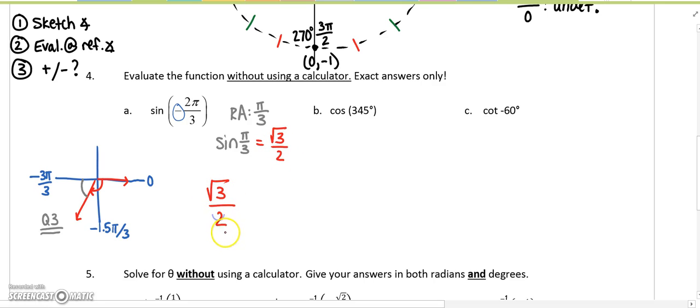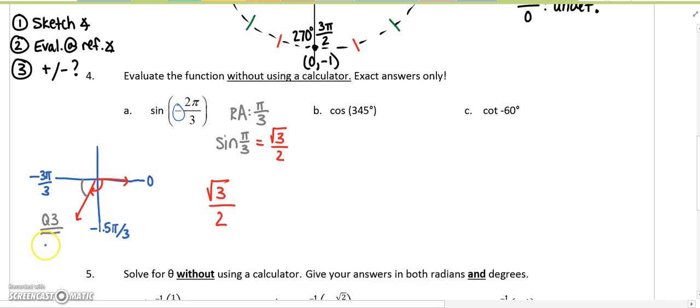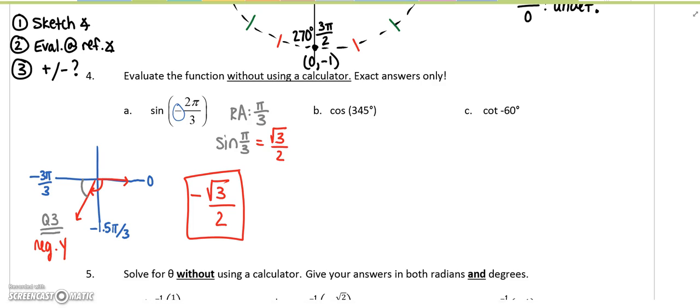The only last question to figure out is positive or negative. Well, I'm in quadrant 3. Quadrant 3 is going down, and this is a y value. So in quadrant 3 we have a negative y, and that means this will be negative root 3 over 2. So there's my answer. Let's try the same steps for number 2, cosine of 345.